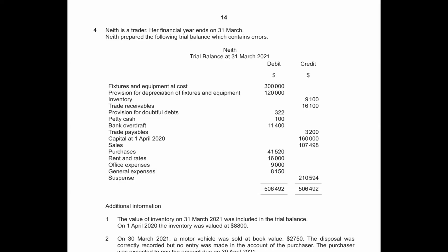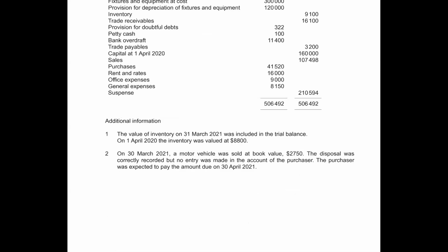All right. So the question we had was question number 4, and this is the question that we are looking at. So we are given a sole trader, and the information is that her financial year ends on 31st March. The sole trader prepared the following trial balance, which contains errors.